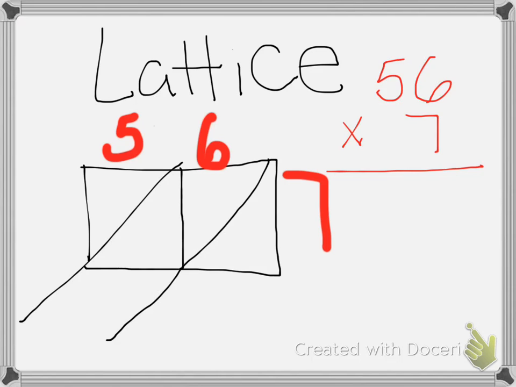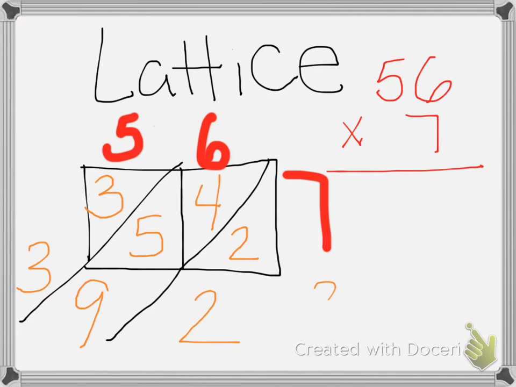So I'm changing my color for my multiplication. 6 times 7 is 42. My 2 goes in the bottom box, my 4 in the top. Now 7 times 5 is 35. My 5 goes here, my 3 goes at the top. Then I do the adding. 2, 5 plus 4 is 9, and 3. My answer is 392.